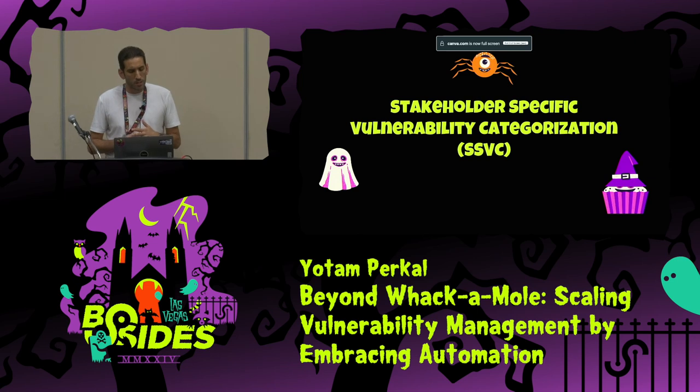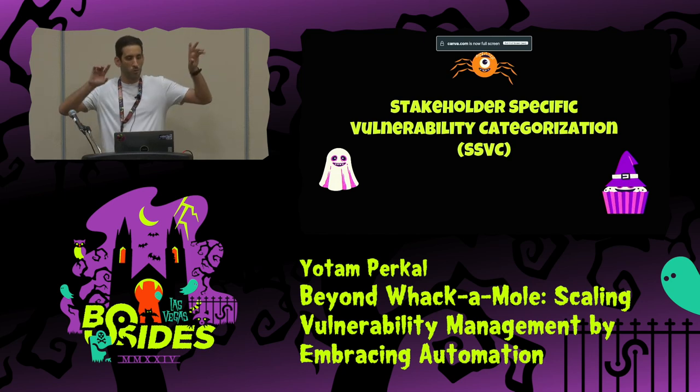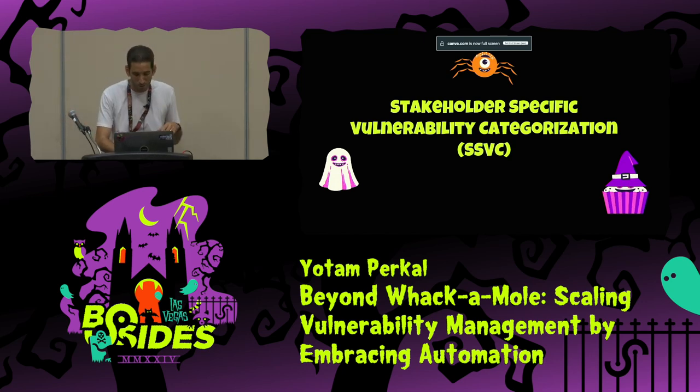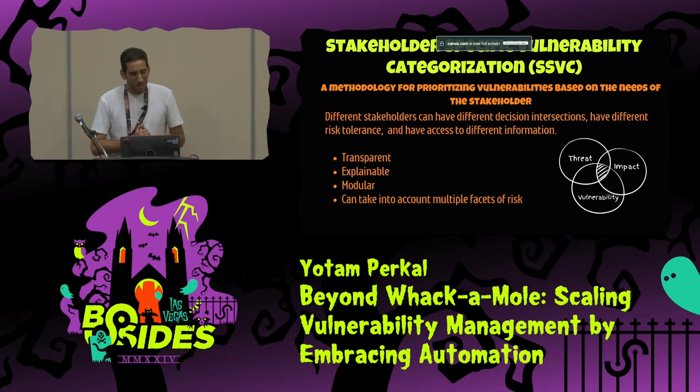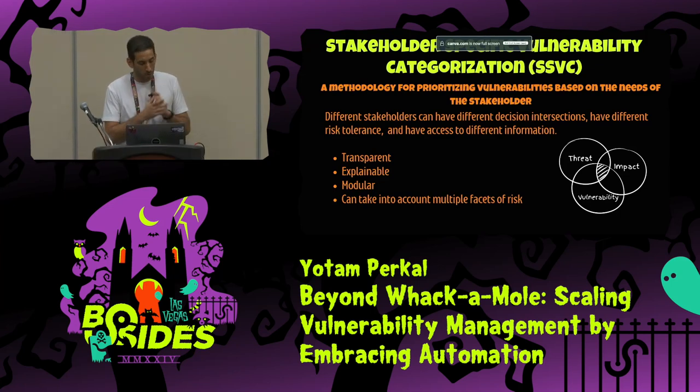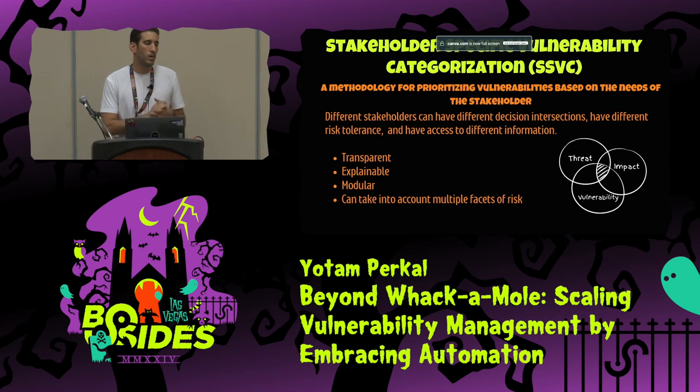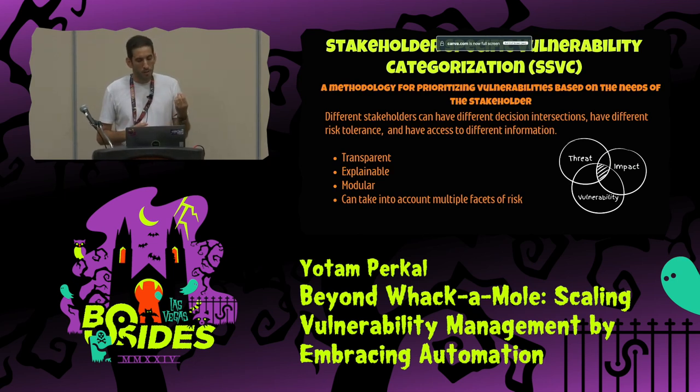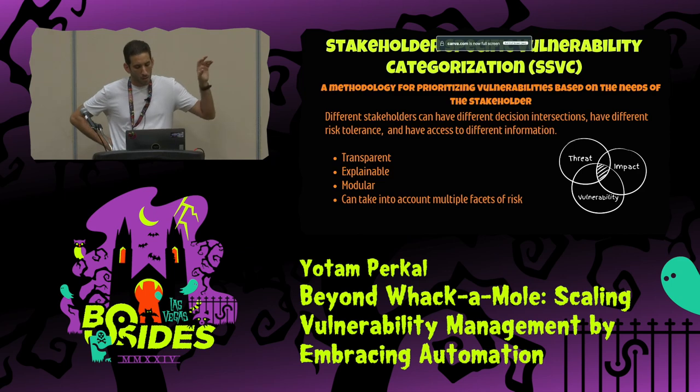which is also something that I really strongly believe in, SSVC, which is the stakeholder-specific vulnerability categorization. Again, kind of raise of hands, so I know where we're at. Okay, none, okay, good, or not good. But basically, it's a methodology for prioritizing vulnerabilities based on the needs of specific stakeholders, because different stakeholders have different perspectives, different needs, and different risk appetite, different ways that they make decisions in terms of risk. It's a transparent way. Basically, it's a decision tree. I'll show it in a bit. It's explainable. It's modular. You can change it. And most importantly, it can take into account multiple facets of risk.